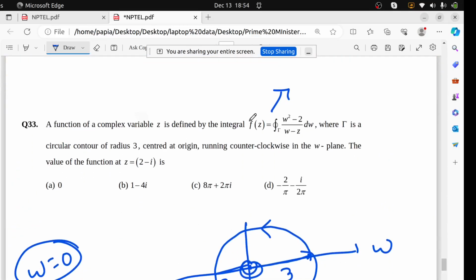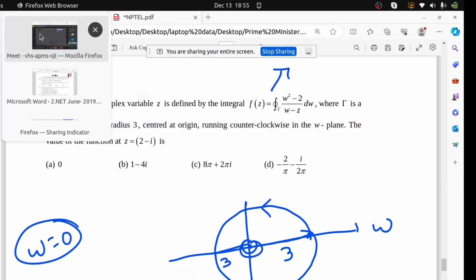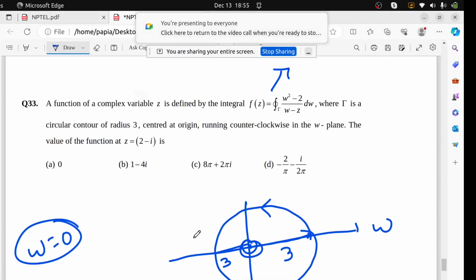So this was the function, and they are asking what will be the value of that function at z equals 2 minus i point. And they have option B. No, option B is not correct. Okay, I will tell you. Fine, no problem. Don't do it now.